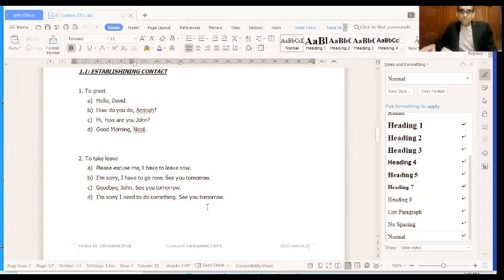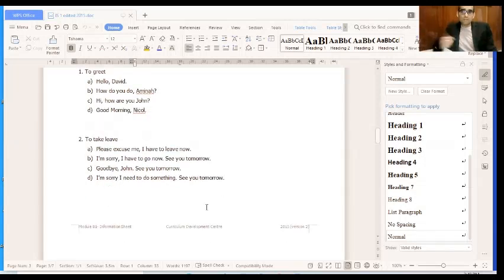Let's go to the second example. If, for example, the statement is, please excuse me, I have to leave now. I am sorry, I have to go now. See you tomorrow. Goodbye, John. See you tomorrow. I am sorry, I need to do something. See you tomorrow. So if you look at these four statements, most of it is talking about that you have to leave, you have to go. So the function of these language forms is to take leave.